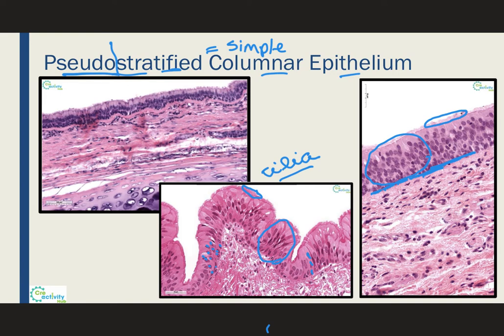And what sample of tissue are these? These two are from the trachea, and this one on the far right is a sample from the glottis, meaning that they're all from the respiratory system. And the respiratory system is characterized by mainly having pseudostratified columnar epithelium. Now, because we have the presence of cilia, we can add this word to the classification of this tissue. Therefore, we can call it a pseudostratified columnar ciliated epithelium.